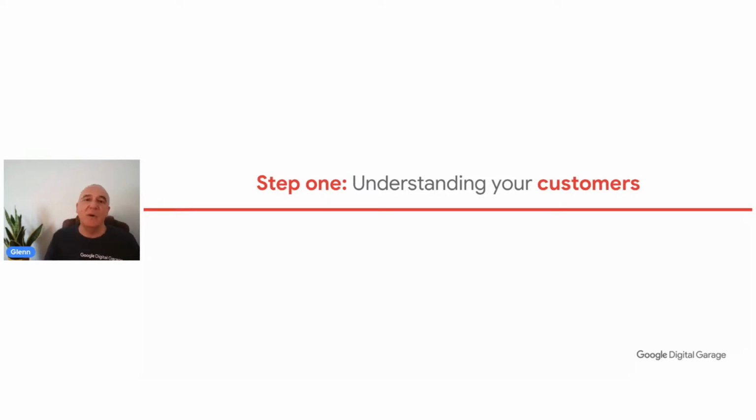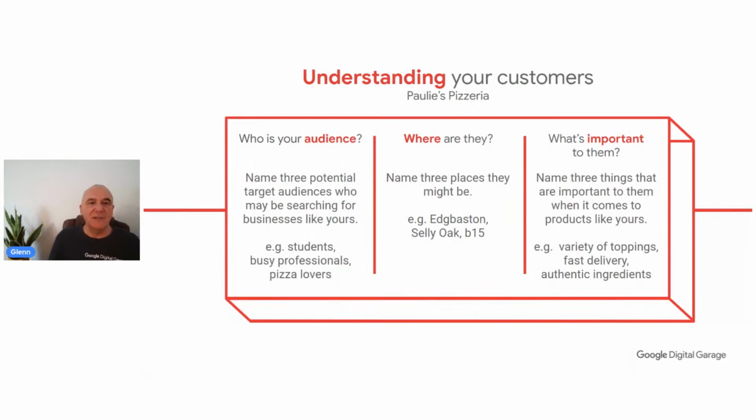And we need to find out what it is within the greater confines of pizza, what it is they like, what they like about our products, or what it is that they actually want as well, so that we can give our audience, give our customers what it is they're looking for. So here again is that broken down. So Paulie's Pizzeria, we need to understand our customers.